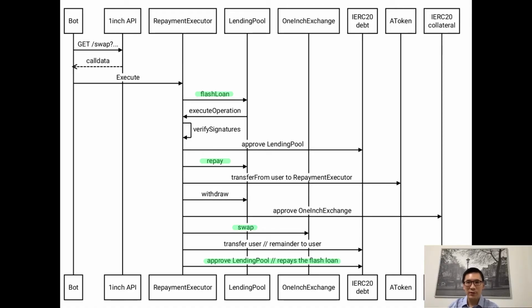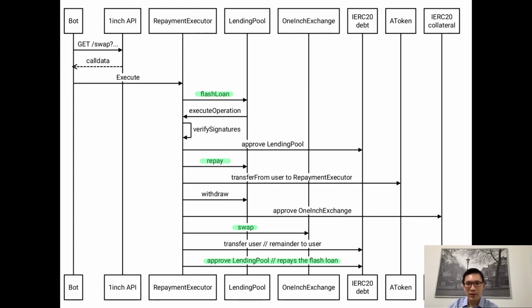The diagram here shows a lot of details, with the key steps being highlighted in green. The first thing is we take out a flash loan, and we use that flash loan to repay the user debt. With that user debt repaid, we can now withdraw the collateral. And what we would like to do is to use the collateral to repay the flash loan.